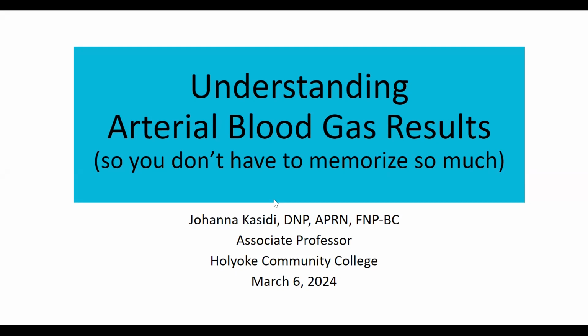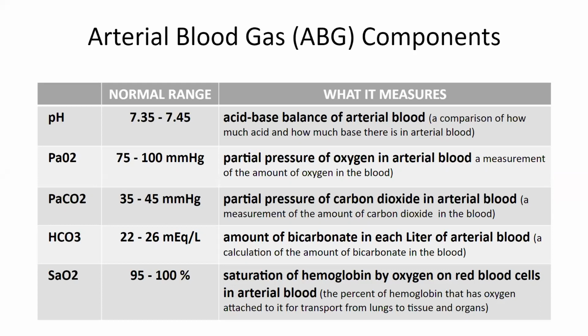You've already learned about the basics of arterial blood gas results, but I'll just go over them again briefly as a review. The pH is related to the amount of hydrogen ions, and the range of normal pH in the blood is 7.35 to 7.45.